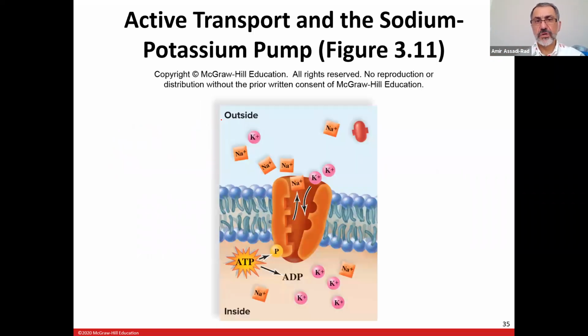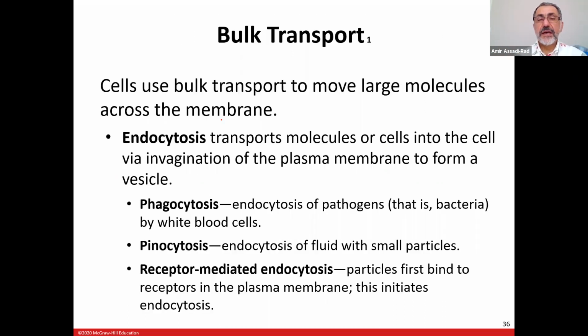Right here, you're talking about the sodium-potassium pump. This is called the sodium-potassium pump. And for that, I'm not going to go into details. There is ATP needed.